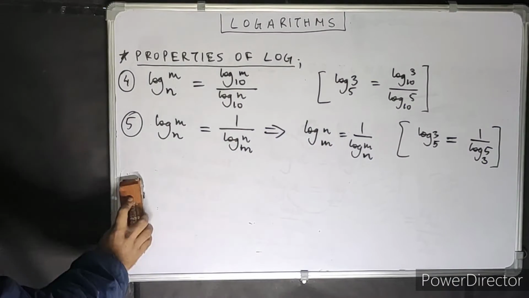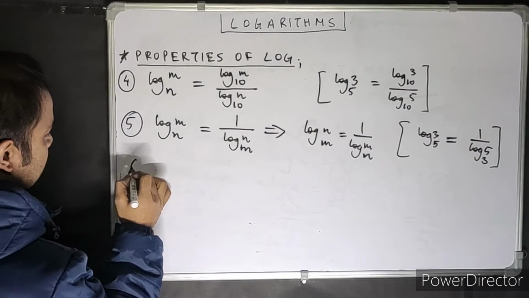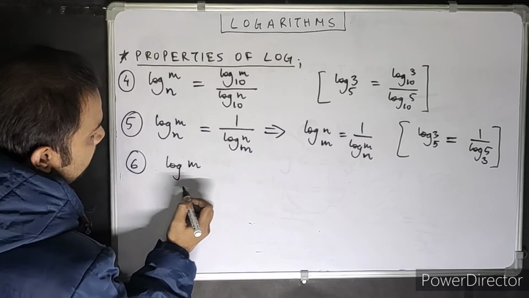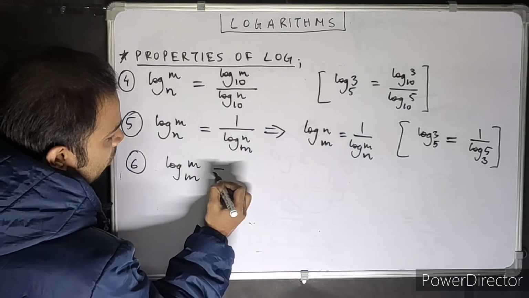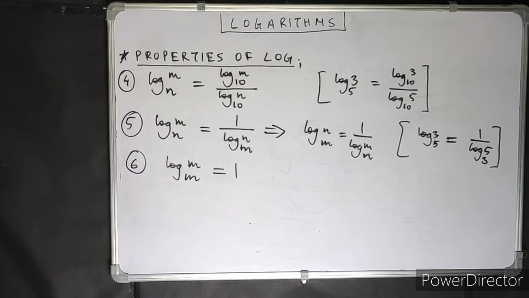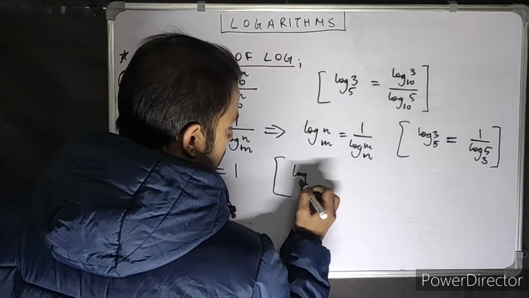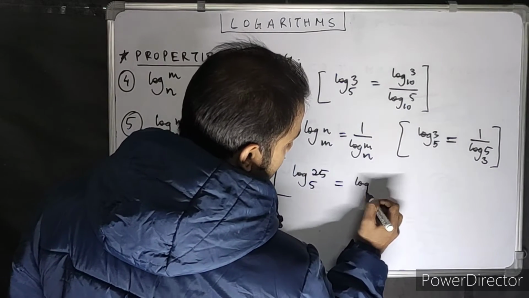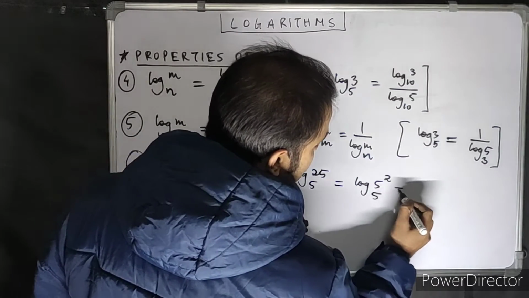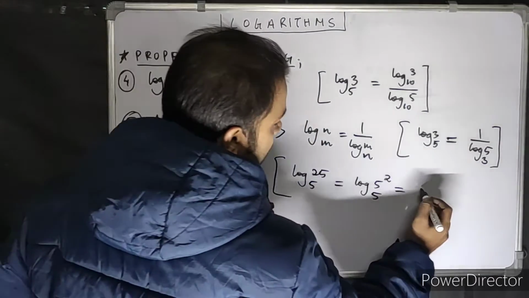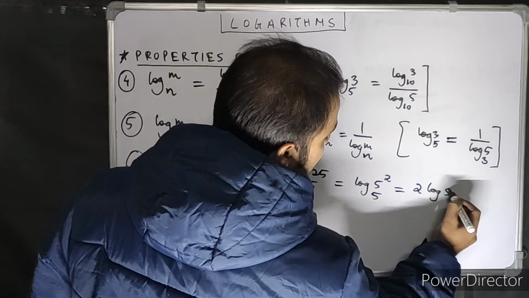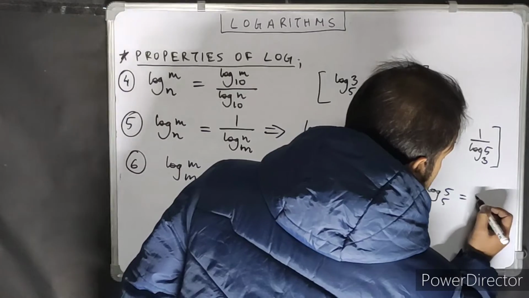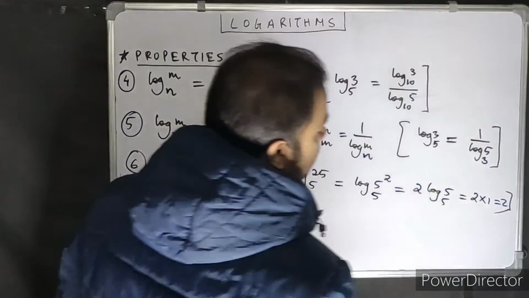Okay, let's go on to the sixth one. It's log m base m, which will always be 1. So that means if you have, say, log 25 base 5, which can be written as log 5 square base 5, the 2 will come in front, log 5 base 5. So log 5 base 5 is in the form of log m base m, which is actually 2 into 1, that is 2.